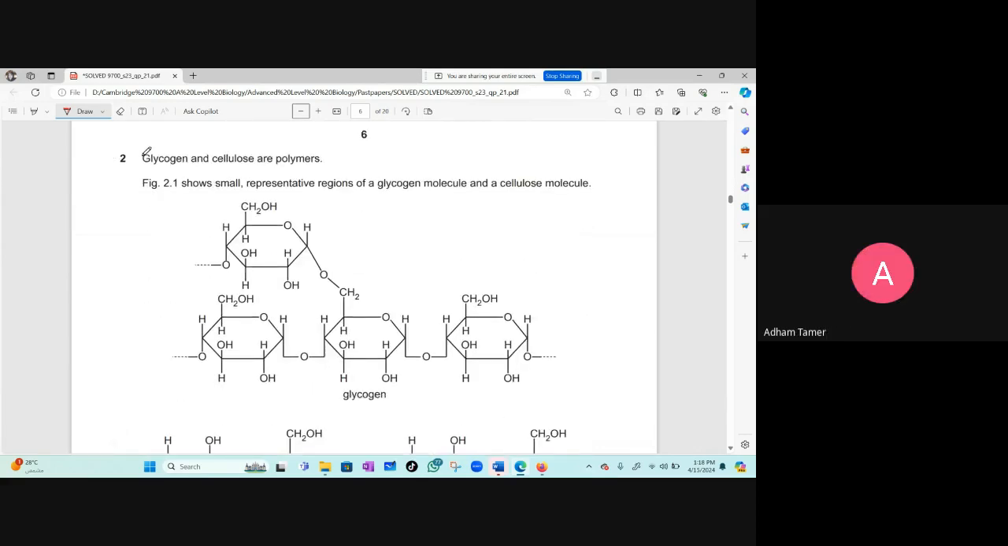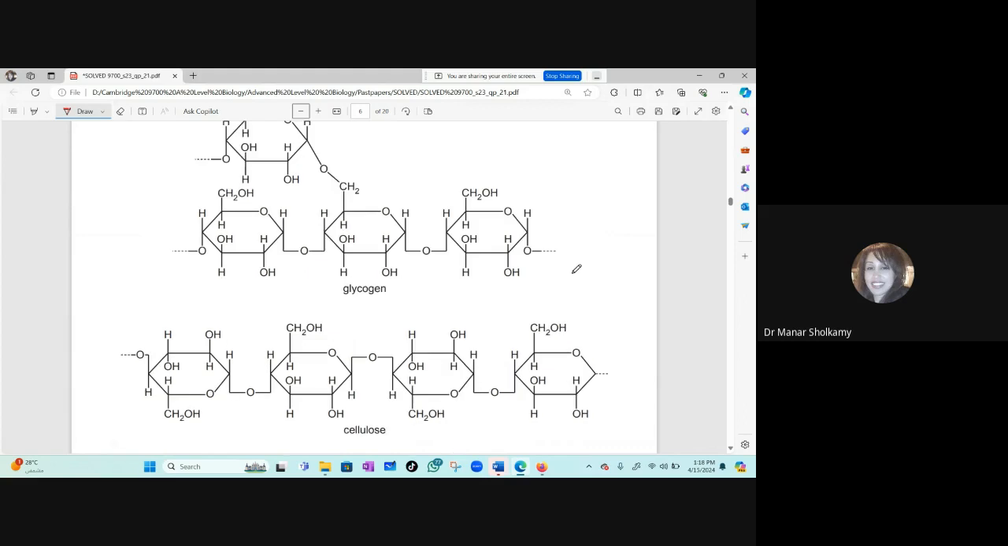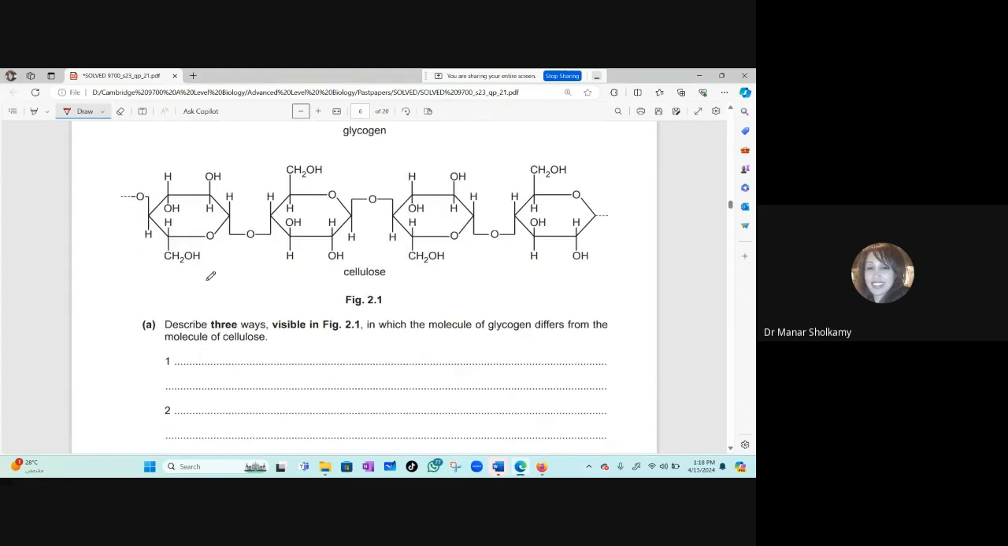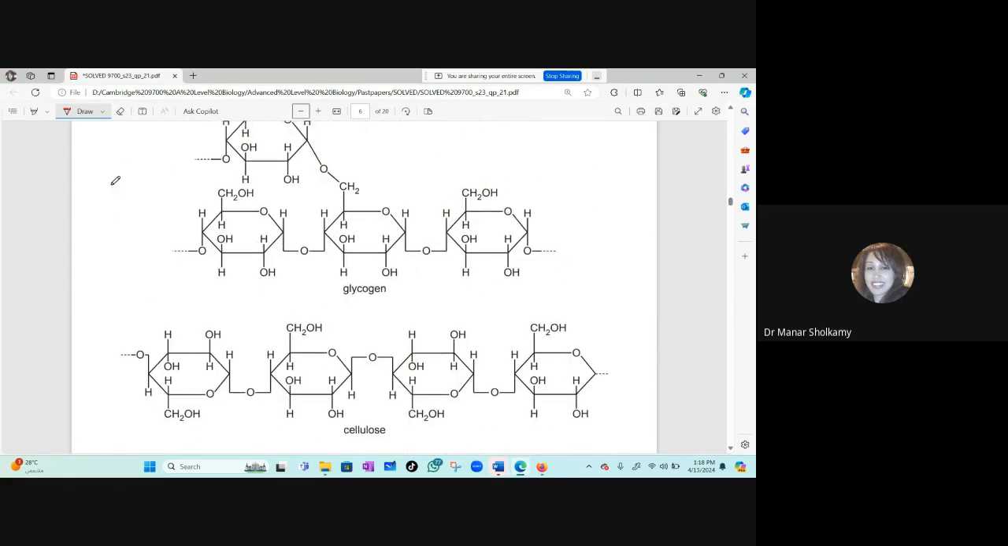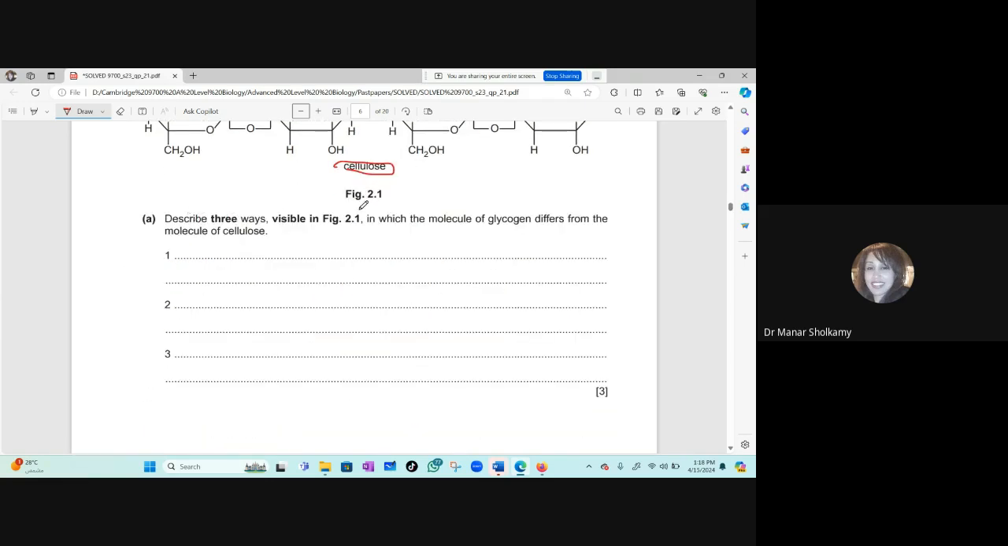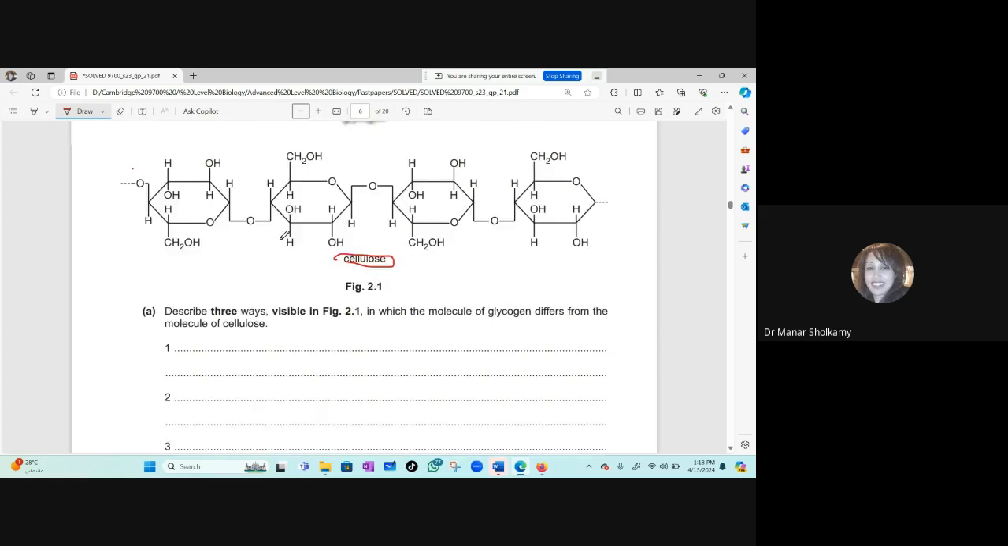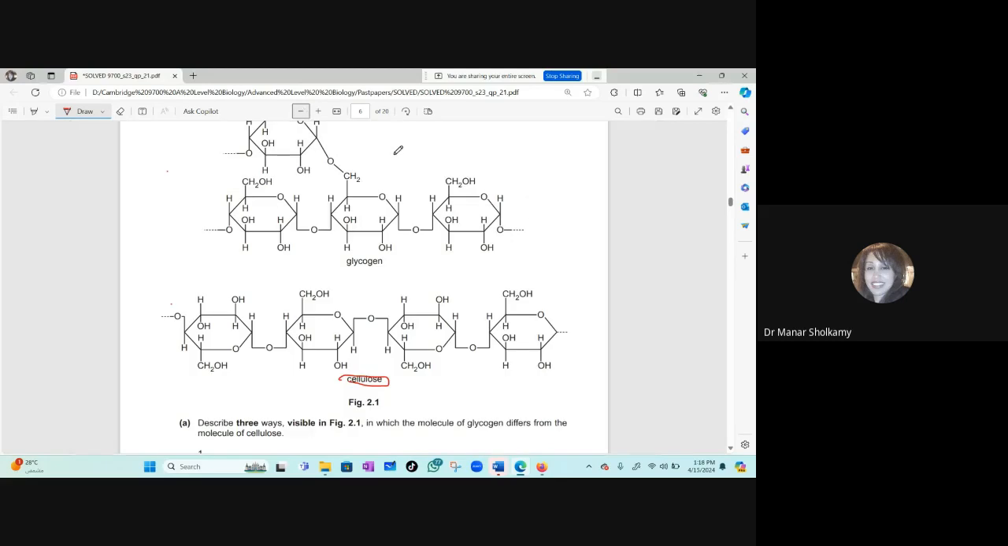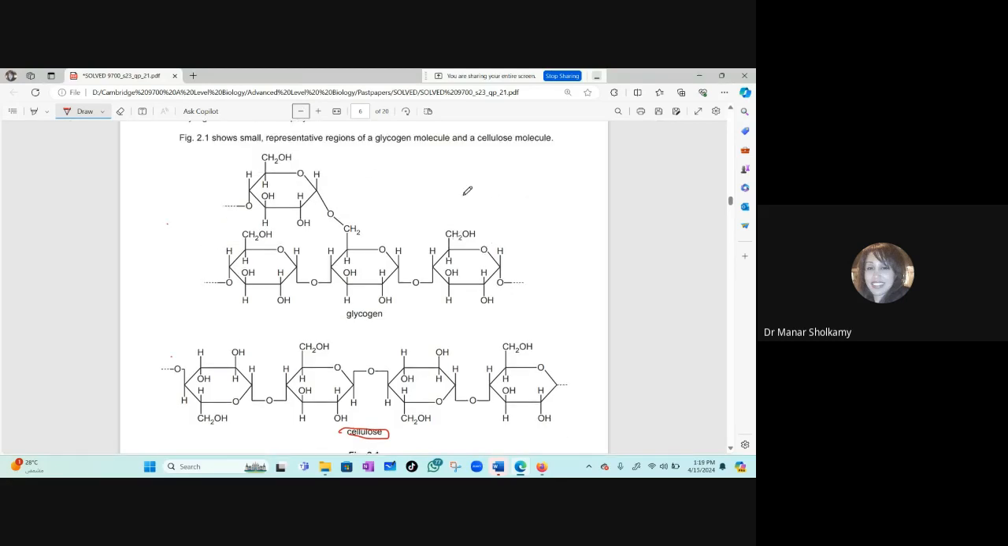Yes, doctor. Okay. Glycogen and cellulose are polymers, and figure 2.1 shows small representative regions of a glycogen molecule and a cellulose molecule. So here you have two molecules. Which one is cellulose, the first one or the second? Oh, it's written there. Okay, describe three ways visible in figure 2.1 in which the molecule of glycogen differs from the molecule of cellulose. Kareem, can you tell me how the glycogen is different from the cellulose?